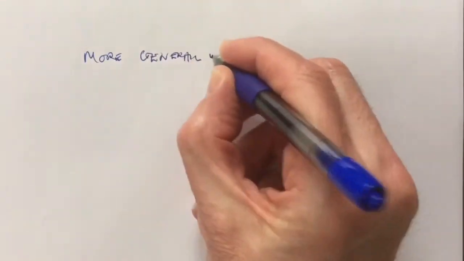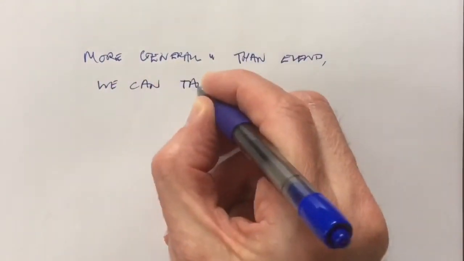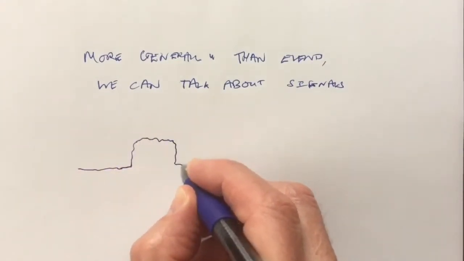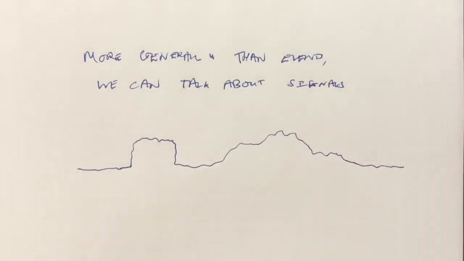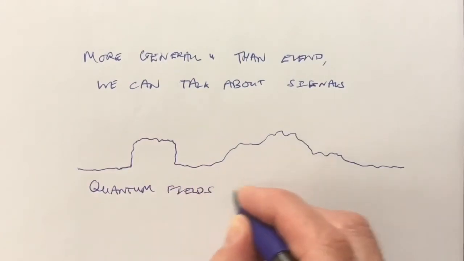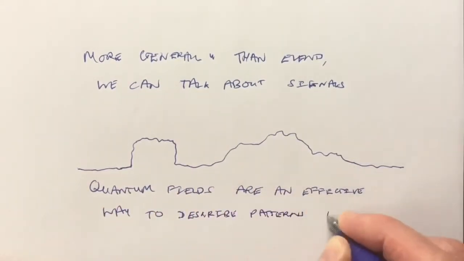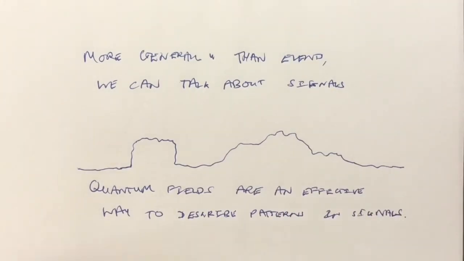More generally than events, we can talk about signals. Not all signals are constrained to be near one of 2 values with almost obvious transitions. We can record signals as often as we can, instead of recording event times. Quantum fields are an effective way to describe patterns as signals as well as events. An underappreciated way to understand quantum field theory is as a signal analysis formalism.